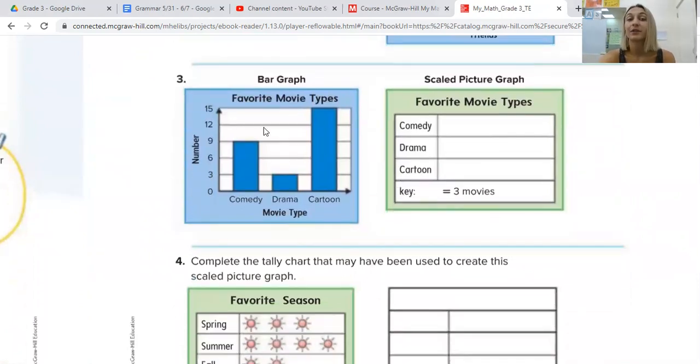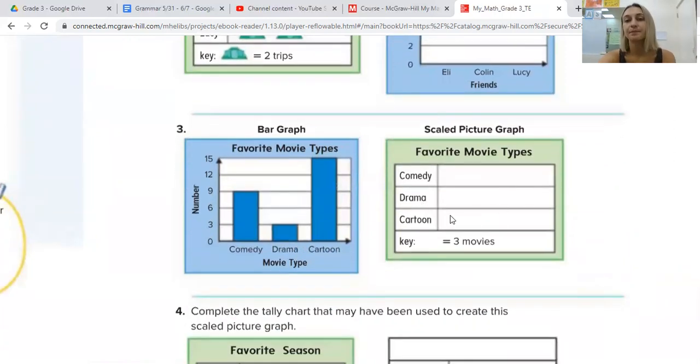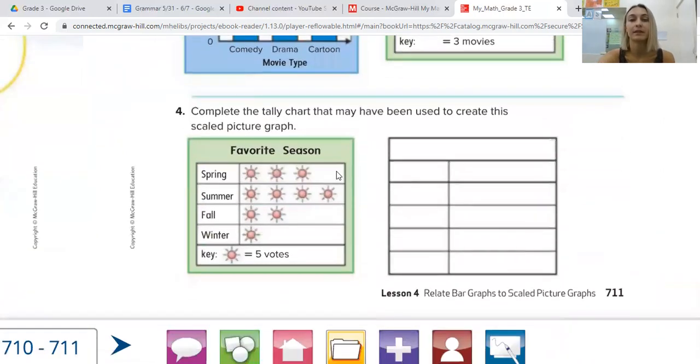Same here. This one's a little different. You're just taking the bar graph and turning it into a picture graph. So you get to choose what the picture is going to be. All right, now it's talking about movies. Maybe you could draw, it's hard to draw like a camera, but you could try to draw a camera. You could use any symbol. You could just do stars. All right, this one you have picture graph, turn it into a bar graph.